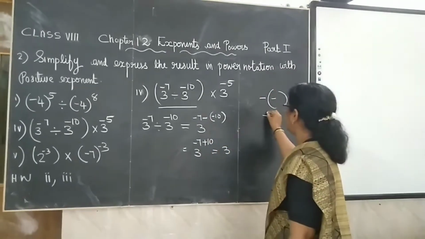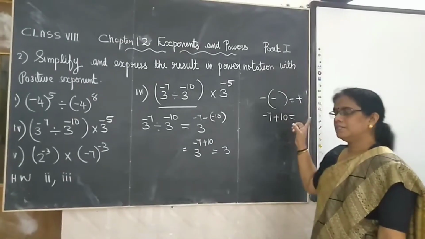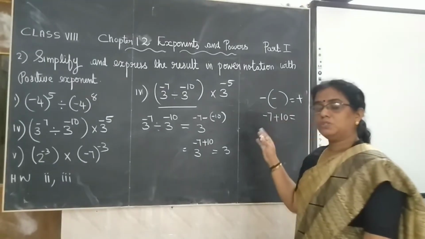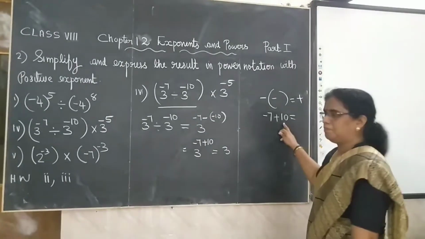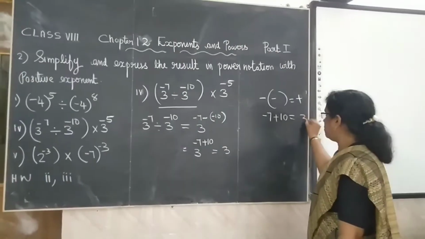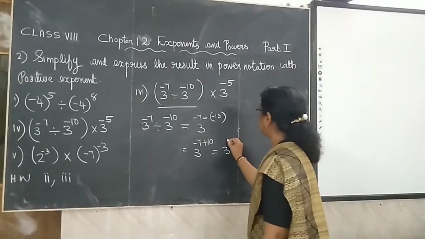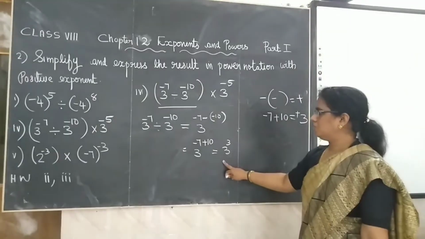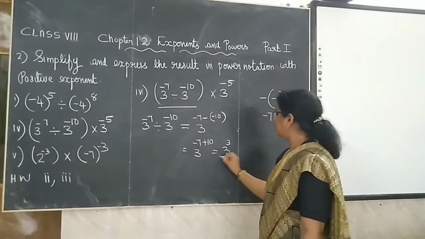Minus 7 plus 10: one number is negative and one number is positive, so we have to subtract. If one number is negative and one is positive, subtract the small number from the big number and put the sign of the big number. So 10 minus 7 is 3, and 10 is the big number, so plus 3. This answer becomes 3 raised to 3. The simplified answer of this part is 3 raised to 3.